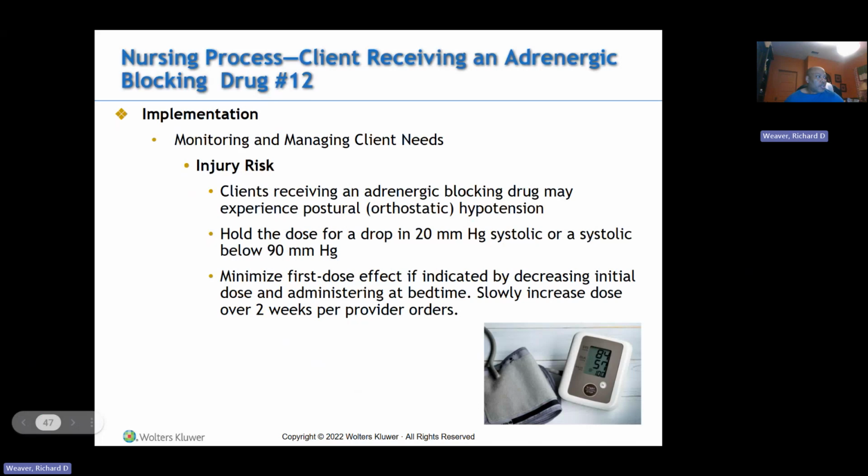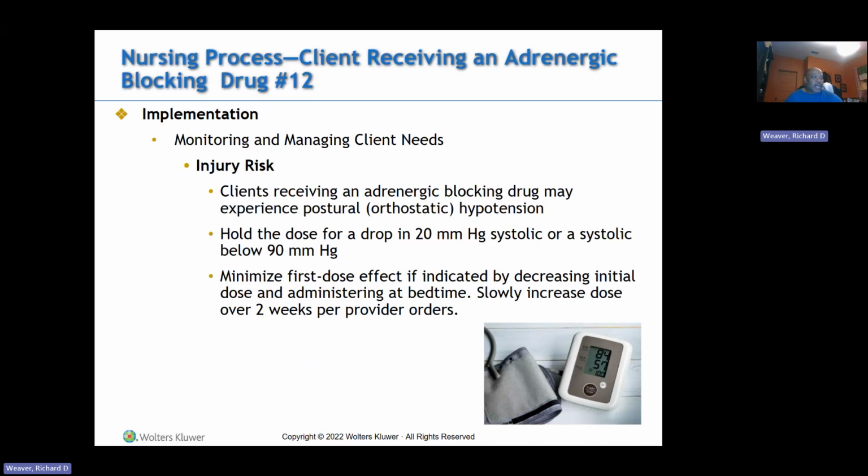All right. So clients receiving an adrenergic blocking drug may experience postural orthostatic hypotension. They may sit up and feel dizzy. They may stand up and feel dizzy. So we hold it if there's a drop of 20. Let's say somebody has a 140 systolic blood pressure and it drops to, let's say, 120, then this is where you want to hold that dose. Or if the systolic number is less than 90, we hold it and we notify the physician.